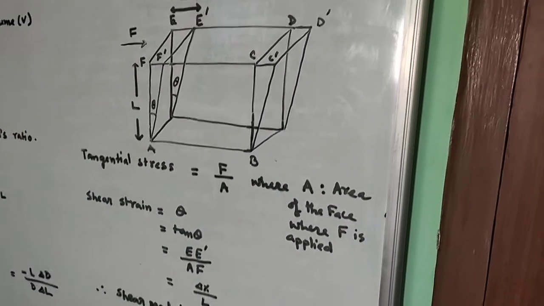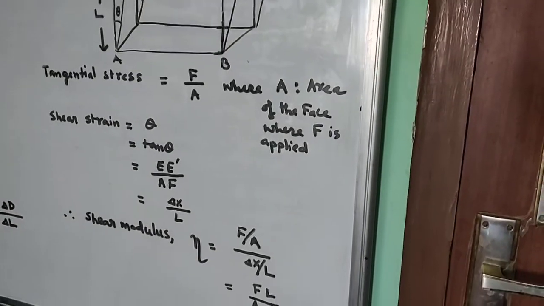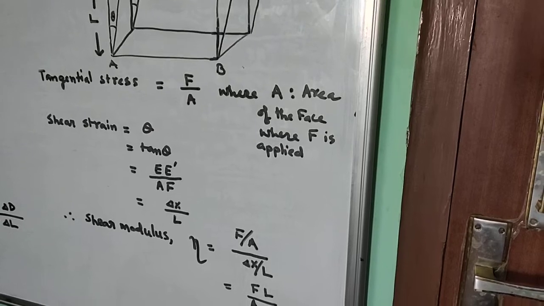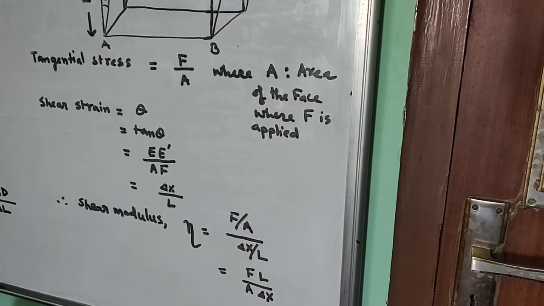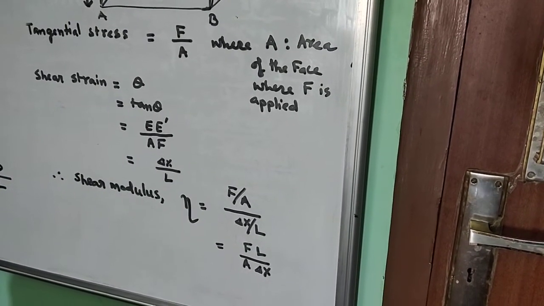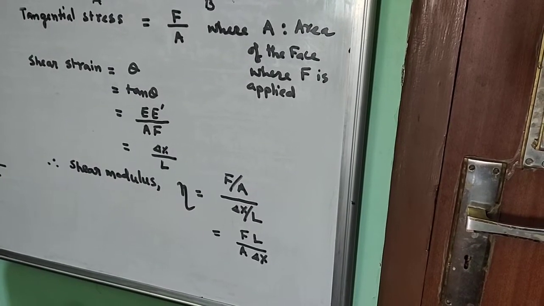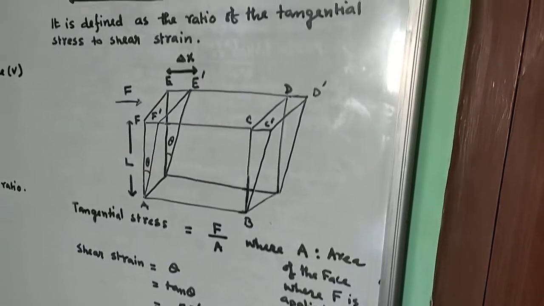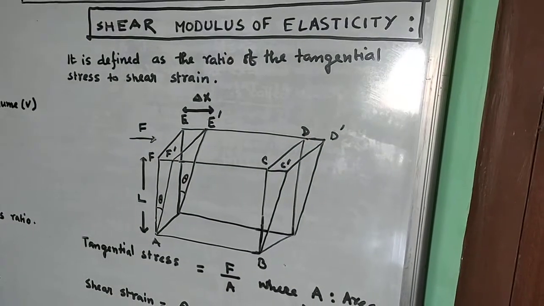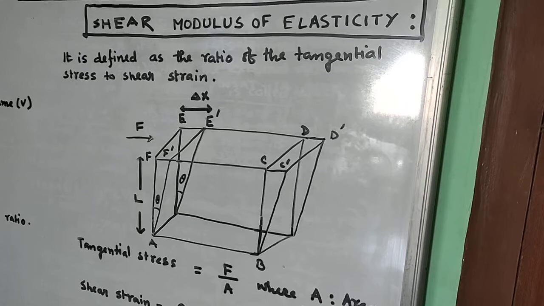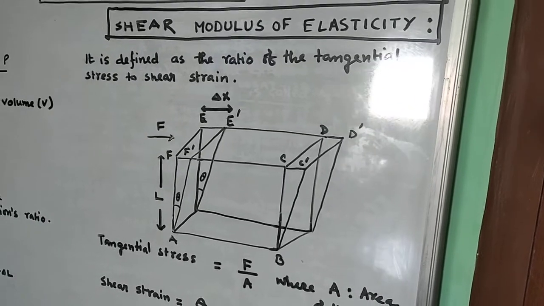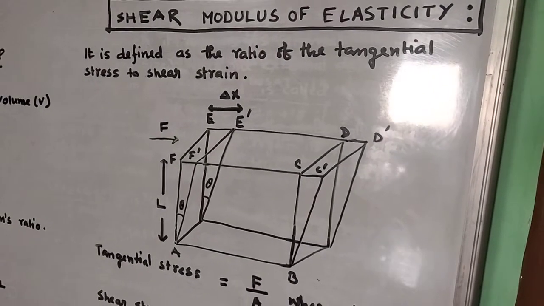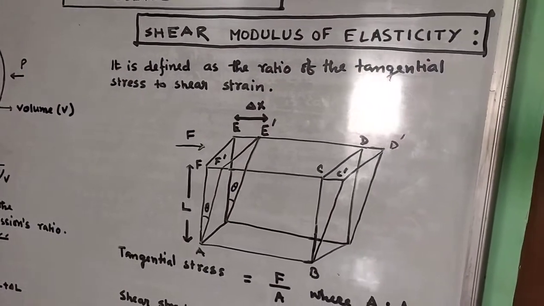So shear modulus is basically denoted by the symbol eta, that is tangential stress by shear strain. So tangential stress is F by A and shear strain is delta X by L. So if you simplify, it comes out to be FL by A delta X. So this is your shear modulus of elasticity, and here stress is the tangential force that defines the stress, and shear strain is the angle deflected by the edge due to the application of the tangential force.